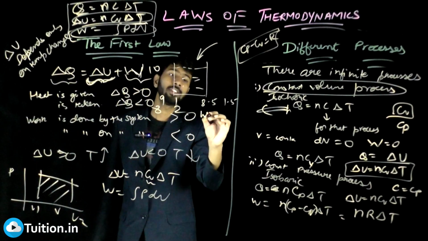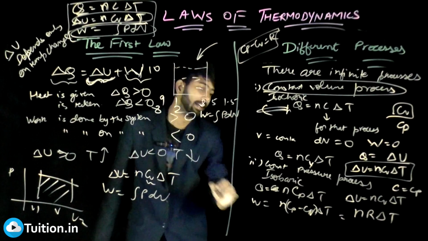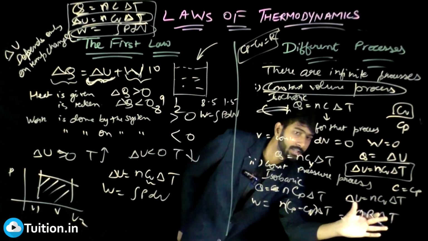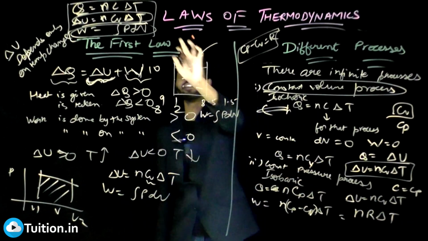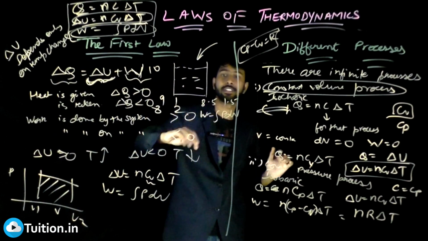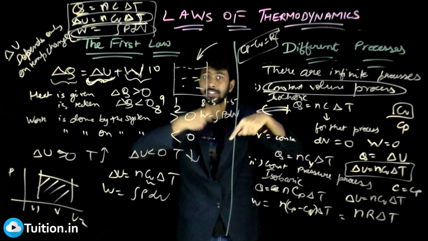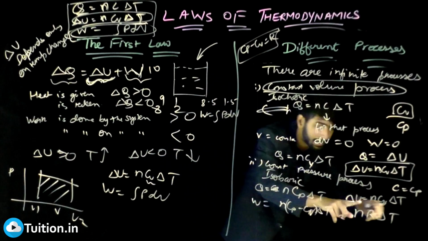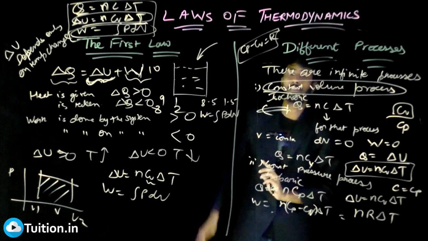How could you use this formula? This formula is always valid. P dV is always valid. This is not always valid because this is specific to this case, but P delta V is always valid for any process, right? This P delta V can be changed in different ways. I'll show you how I can derive this from this for a constant pressure process.